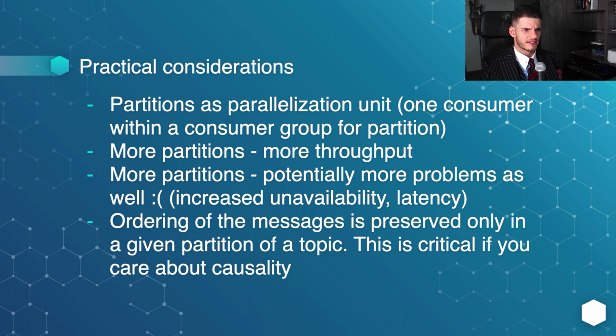Partitions serve as a parallelization unit, so with more partitions you can achieve a higher throughput, but you can also end up with more problems, like potentially increased unavailability if something goes wrong, or latency. Choosing the right number of partitions is not really an obvious thing, and I'm going to cover it in the part about advanced Kafka. But it's worth keeping in mind that within a single consumer group, you can only have one consumer assigned to a given partition, which is a consequence of the design.